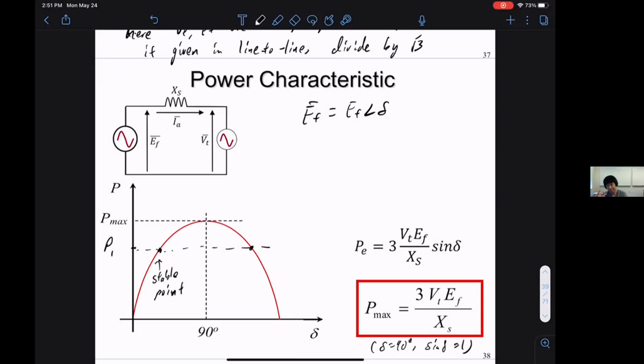So the Pmax is not stable. And when we lower the angle a little bit to P1, then the generator is stable. No, P1 is the amount of power I need to supply. P1 is this horizontal line. For any P smaller than Pmax, I can potentially operate at two angles. There are two solutions to this equation.